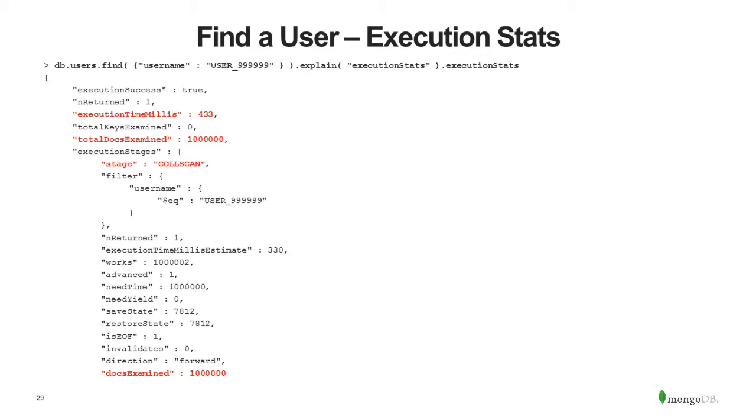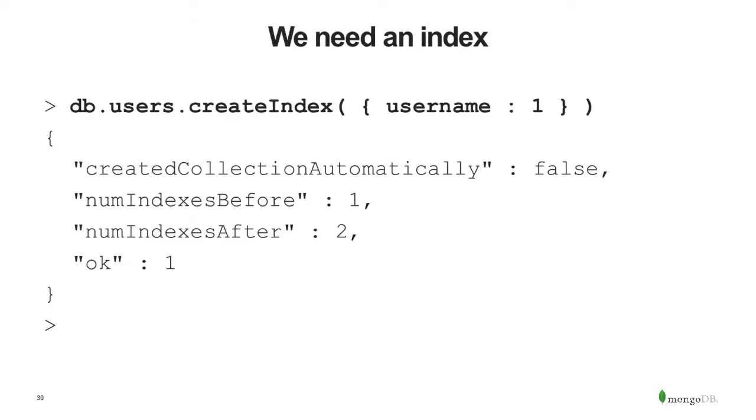And again, you can see in this execution stage at the bottom, the docs examined was 1 million. So that's obviously pretty inefficient. Well, the natural way to fix these challenges is to create an index on username. And we can do that with this simple command, db.users.createIndex, username 1.